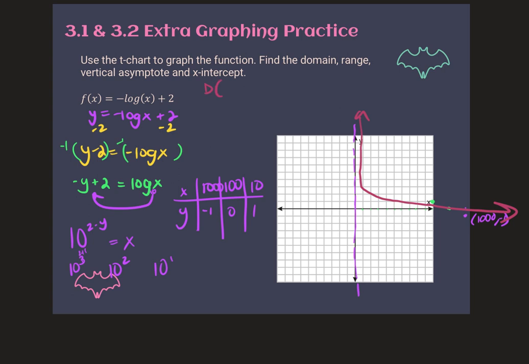So your domain is based on the vertical asymptote, 0 to positive infinity, range, all real numbers. Vertical asymptote x equals 0, and then your intercept at 100, 0.